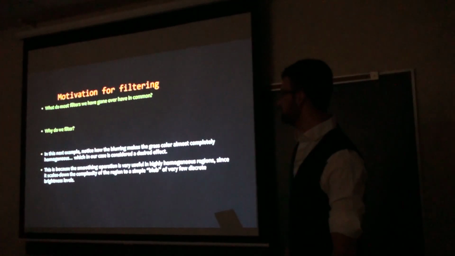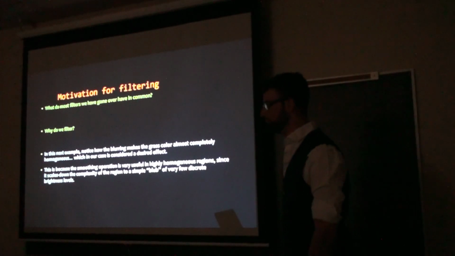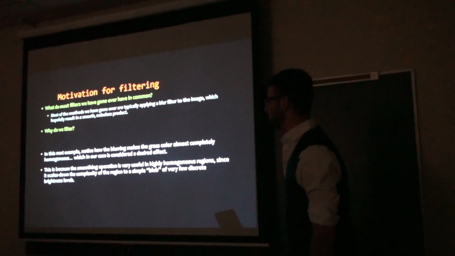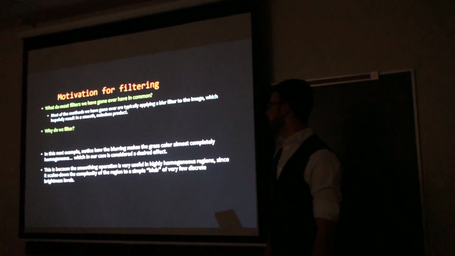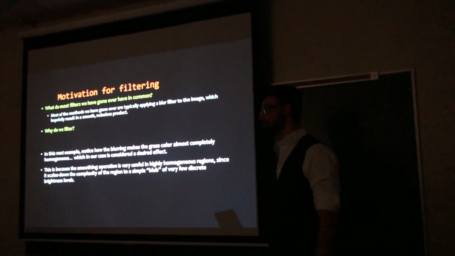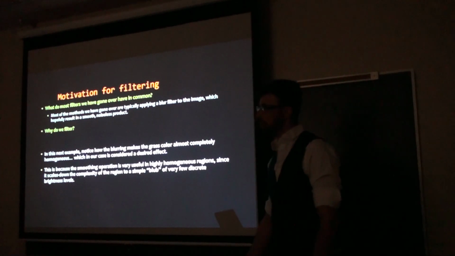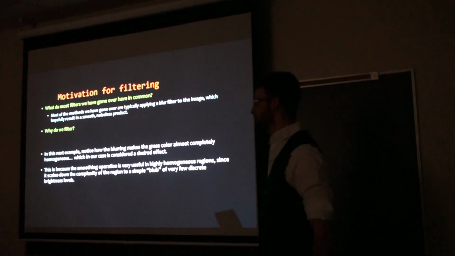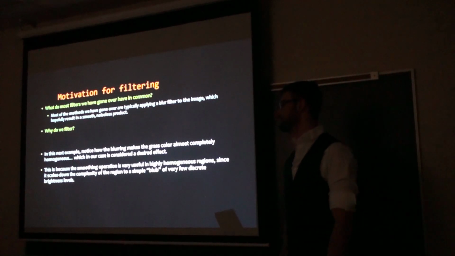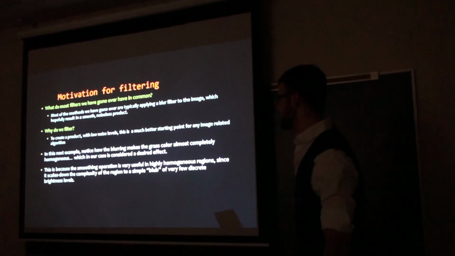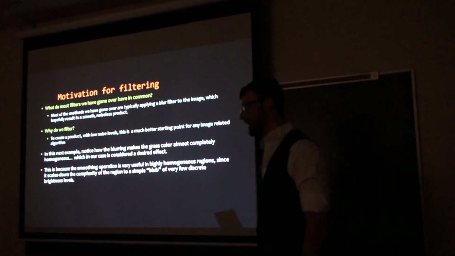Motivations for filtering. What do most filters we've gone over have in common? Remove noise. Most methods we have gone over typically apply a blur filter to the image, which hopefully results in a smooth, noiseless product. Not always true, but that's the principle of most of our filters so far. Why do we filter? To create a product with lower noise levels. This is a better starting point for image-related algorithms.